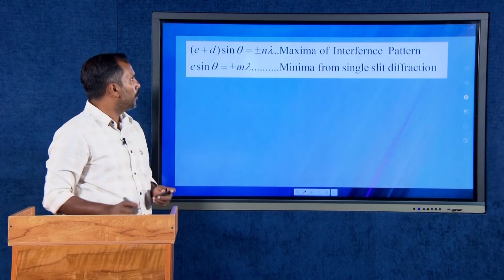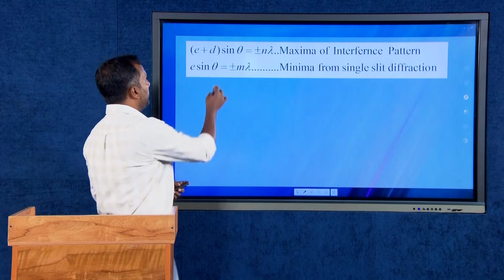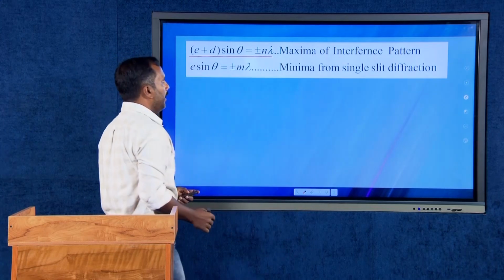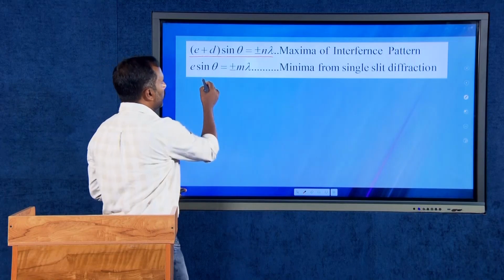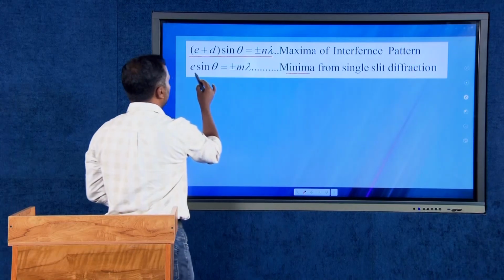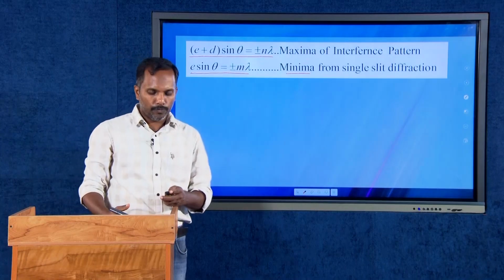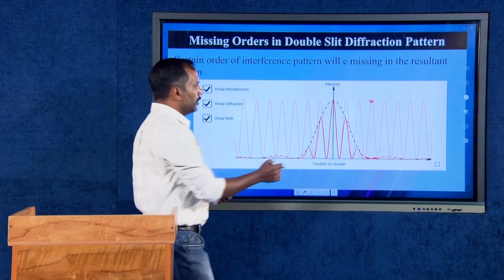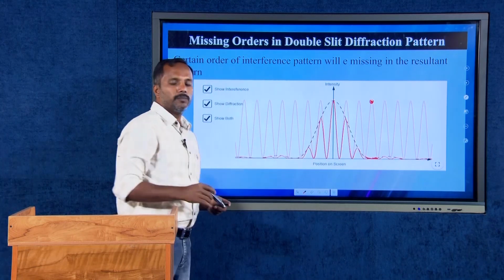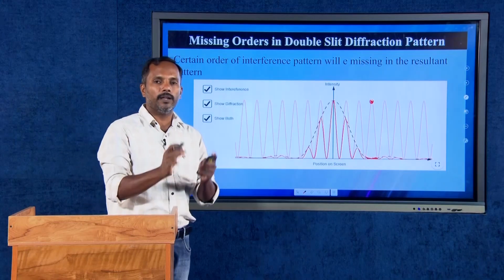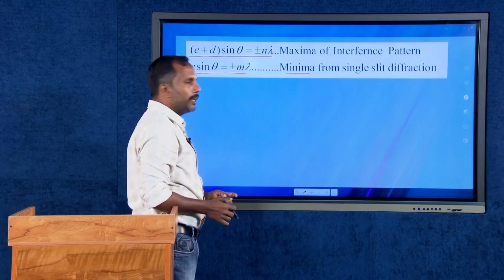Here there are two conditions. One is the condition for maxima because of the interference pattern, that is (e + d) sin theta is equal to plus or minus n lambda, where n is equal to 0, 1, 2, 3, 4 etc. And the condition for minima from the single slit, that is e sin theta is equal to plus or minus m lambda. Now we know that in the case of missing order, the maxima for interference and the minima because of the diffraction from a single slit are simultaneously occurring at the same position. That means these two conditions are simultaneously occurring at a particular angle theta.